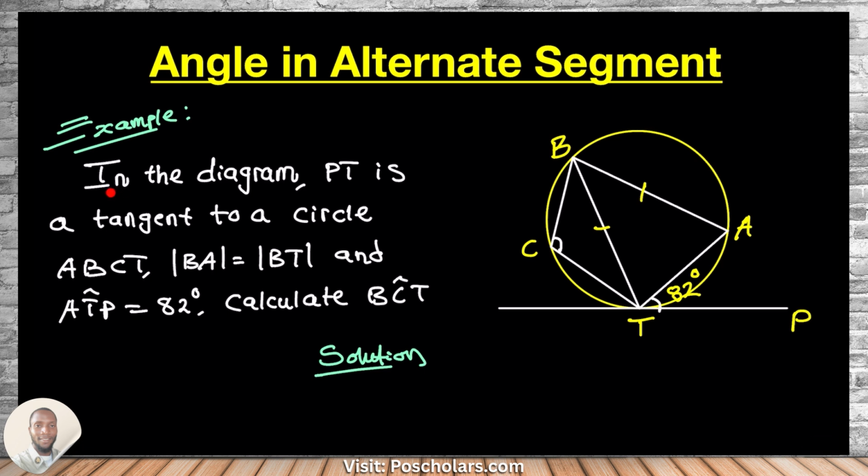This question says in the diagram, PT is a tangent to a circle ABCT, all right? BA is equal to BT. Let's check it. BA, you see it is equal to BT. You can see the marks, the sign that they are both equal. And angle ATP equals 82 degrees. Calculate BCT. So this is the angle that we are interested in. Let's solve the question.